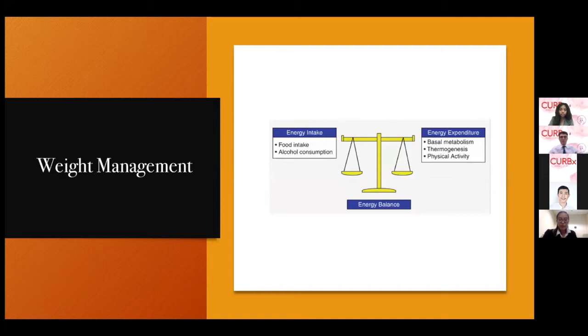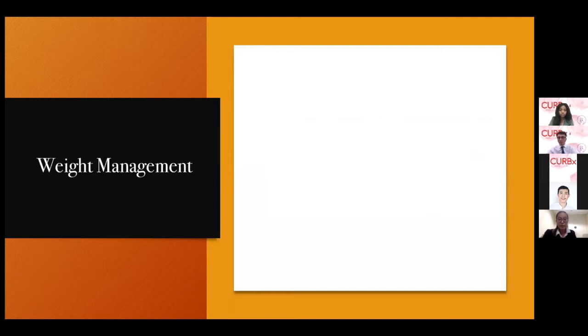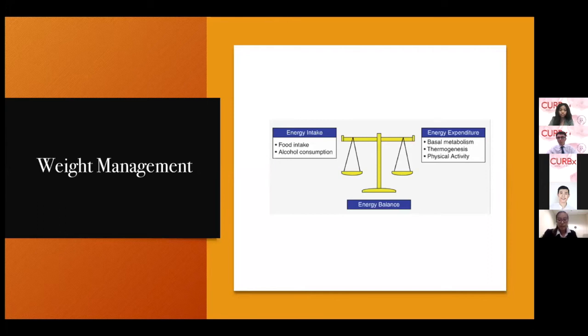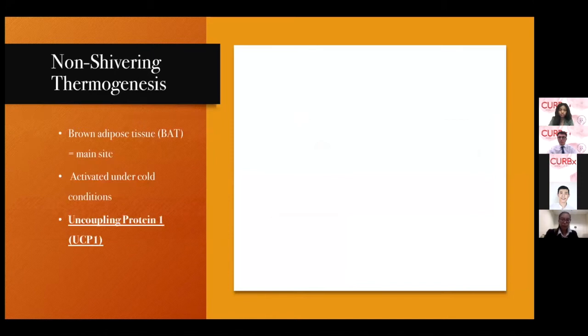So our lab is interested in examining the energy expenditure side of the scale, particularly on thermogenesis, because it has potential in serving as a metabolic option of helping to control this vital energy balance. So first off, what is thermogenesis?